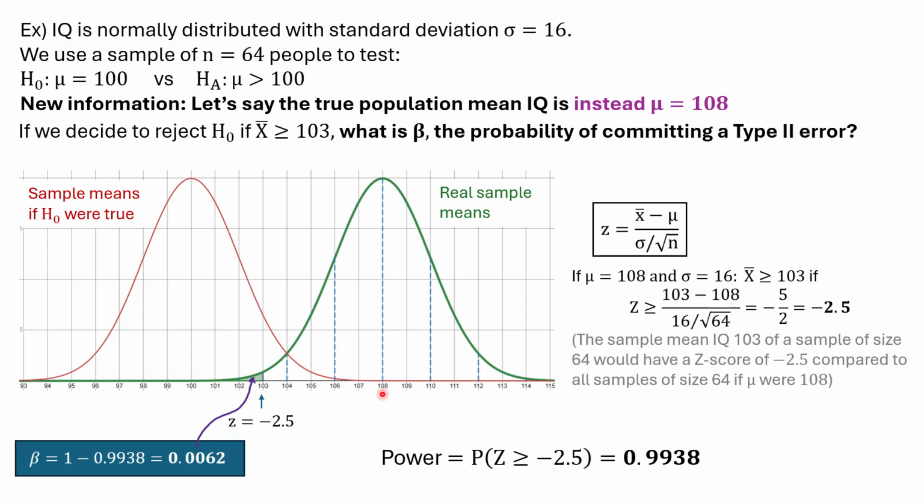So to put this into context of the problem, this means if the true mean IQ were indeed 108, and we took samples of size 64, we would get a sample mean of less than 103 about 0.62% of the time, and because of our rejection region decision, that would not be enough to reject the null hypothesis, which would be an error because if the true mean is 108, that certainly is more than 100, so the alternative hypothesis should be our goal. But we won't reject the null hypothesis with probability 0.0062, and that is also the probability of making a type 2 error.